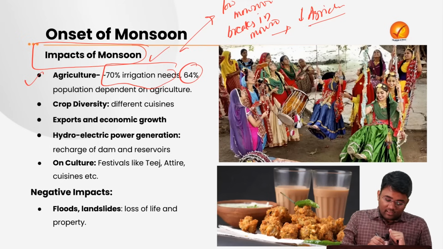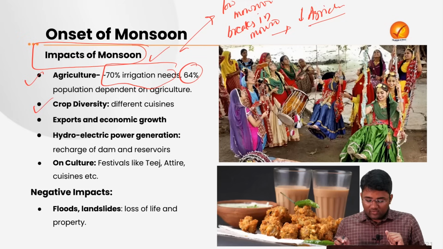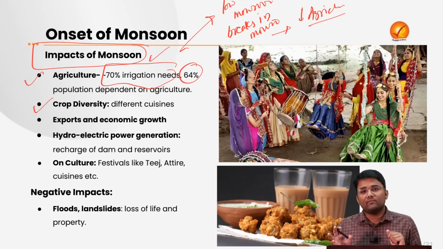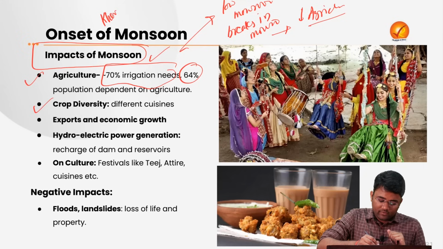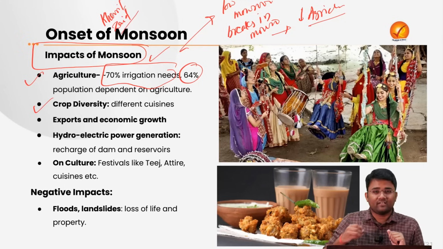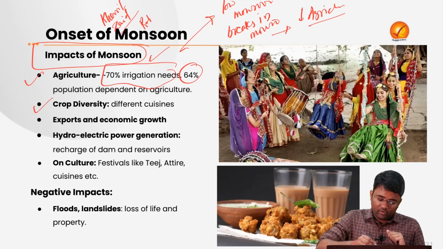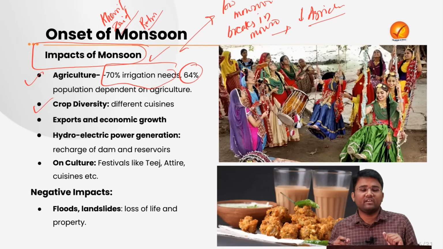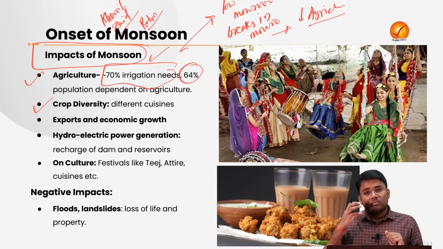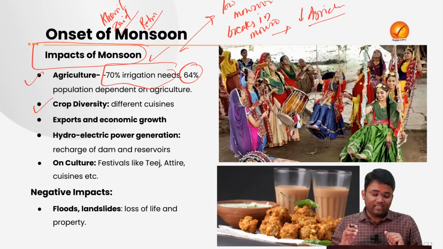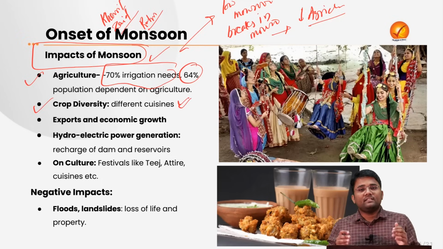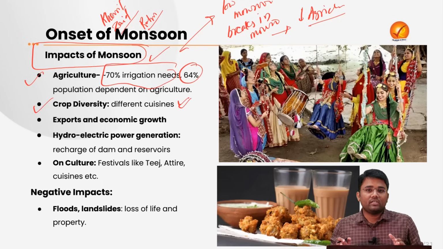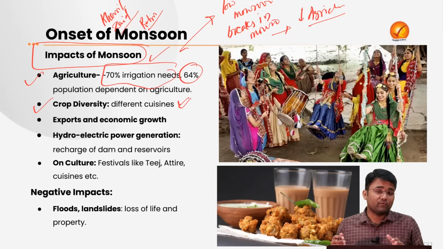Then the other impact is crop diversity. When the monsoon comes, it provides sufficient irrigation, sufficient water for the cropping needs of the farmers, and that leads to different crops being grown, whether it is Kharif crops or Zaid crops, etc. And at the later part, Rabi crops also are grown in the phase of retreating monsoon. So monsoon also provides a lot of crop diversity, where the farmers are not limited to one particular crop, rather they produce different kinds of crops.